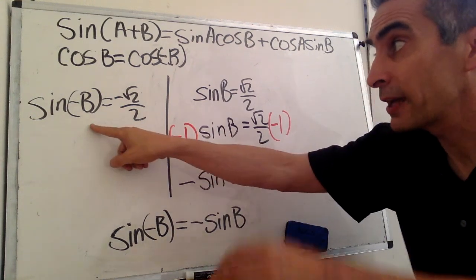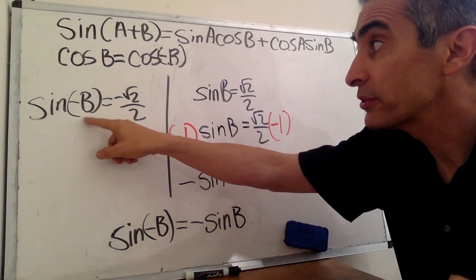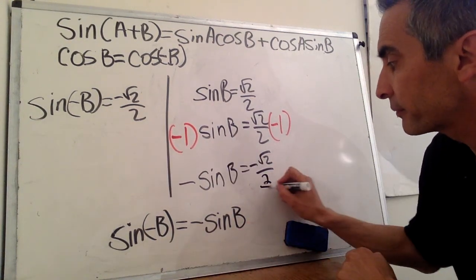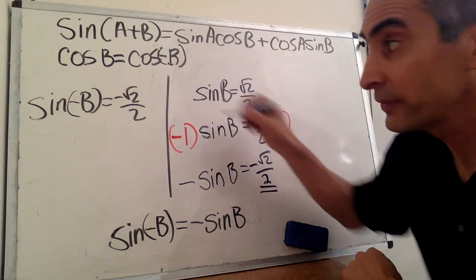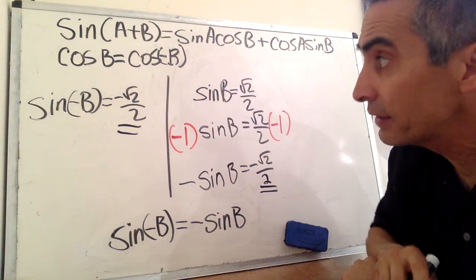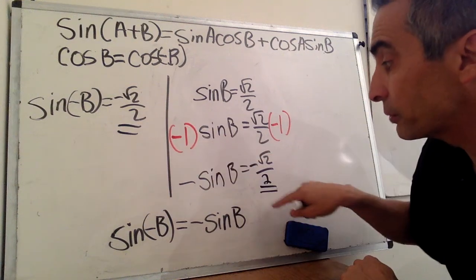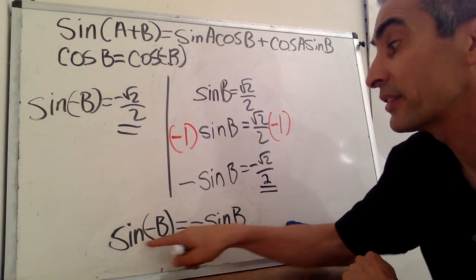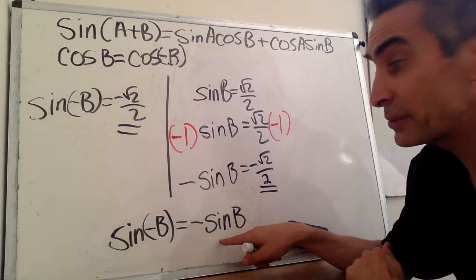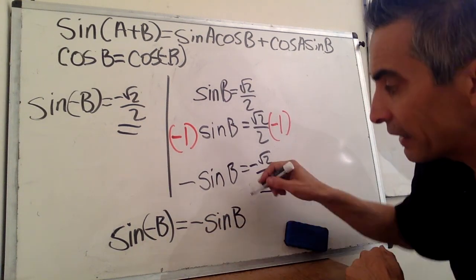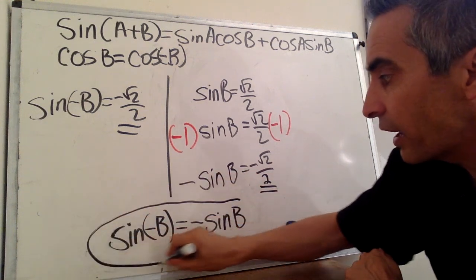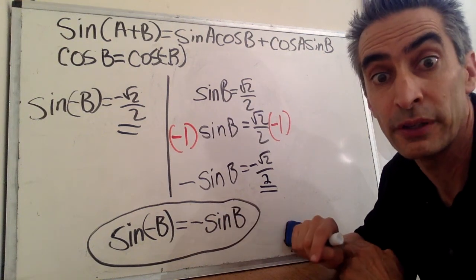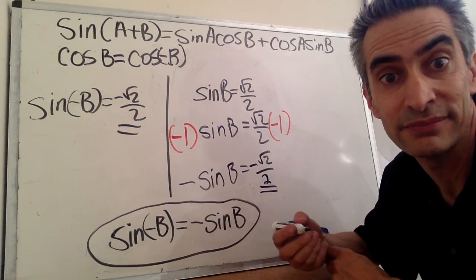Notice on this side, the sine of negative b equals negative square root of 2 over 2, which is the same amount. So negative square root of 2 over 2 here, negative square root of 2 over 2 here. That would mean, since they're both equal to the same amounts, that the sine of negative b equals the negative sine of b. And this is the odd function that we're talking about. This is what we need to know in order to figure out the difference formula for sine and cosine.